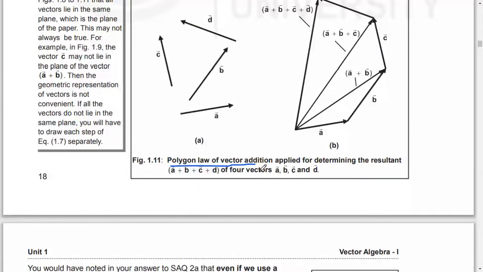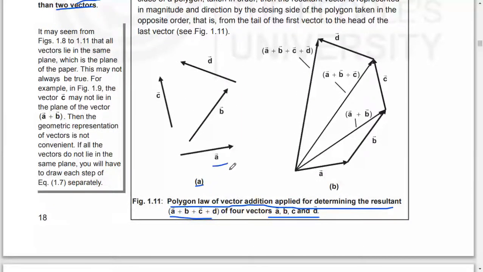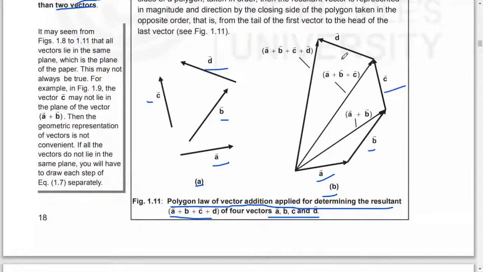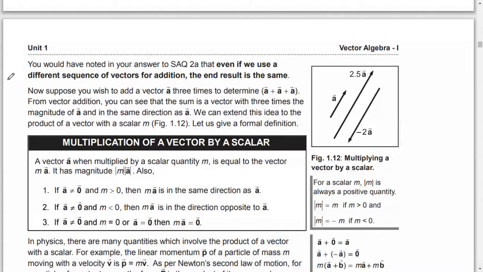Polygon law of vector addition applied for determining the resultant A plus B plus C plus D of four vectors A, B, C and D. A plus B, A plus B plus C, A plus B plus C plus D. You would have noted in your answer to SAQ2 that even if we use a different sequence of vectors for addition, the end result is the same.